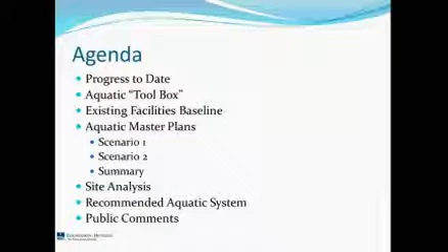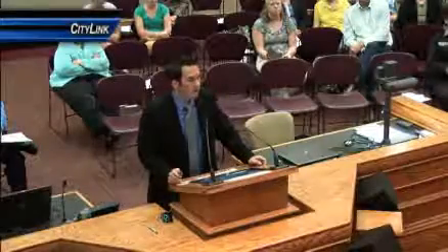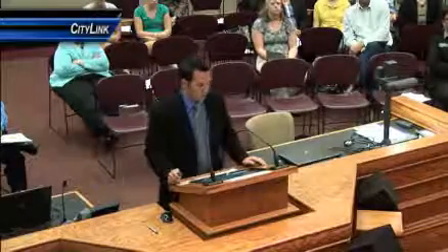We're going to talk about our progress to date, look at the aquatic toolbox that we presented last time I was here, the existing facility baseline where we started our master planning process, the 2 aquatic master plan scenarios that we developed and analyzed throughout this process, look at the sites analysis and the bullet points of the sites we looked at, and then end with our recommendation for the aquatic master plan system. And then we also presented this to the public, and at the end we have the listing of the public comments kind of categorized to see where they were directed for the most part.